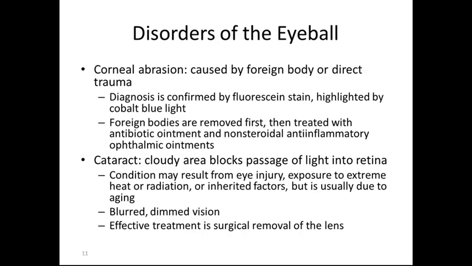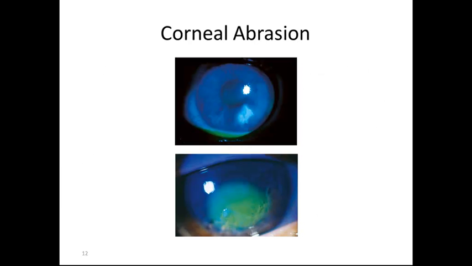Cataracts are cloudy areas that block the passage of light into the retina. This condition may result from eye injury, exposure to extreme heat or radiation, inherited factors, but is usually due to aging. Blurred or dim vision is a common side effect, and effective treatment is surgical removal of the lens and replacement, or sometimes laser therapy is effective. Here is a picture of a corneal abrasion, and you can see after the dye has been used where the abrasion has occurred.